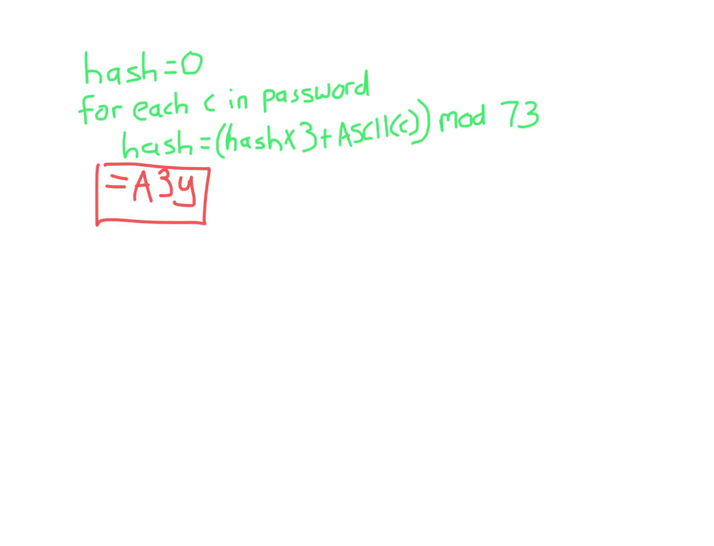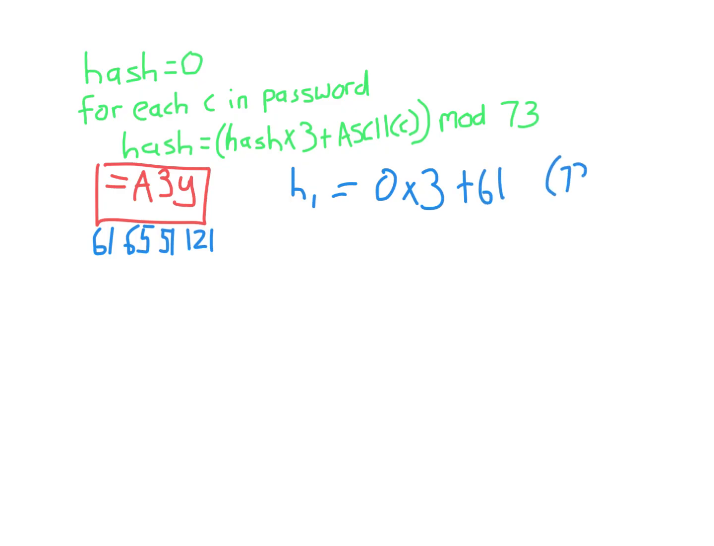So firstly, let's convert these to ASCII values in decimal. So we're sort of going to hash each of these characters individually. So we start with the hash being 0. So when we put the equal sign into it, the first value of hash, I'll just call it H1, is going to be 0 times 3 plus the ASCII value of this character. So that's 61. And we're reducing mod 73. So that obviously gives us 61 mod 73. Now we're going to use this value in the next step.